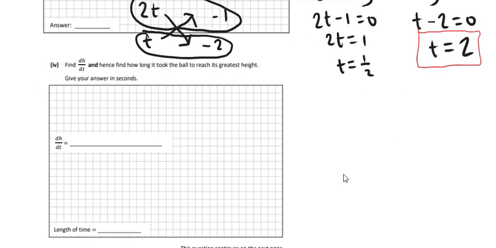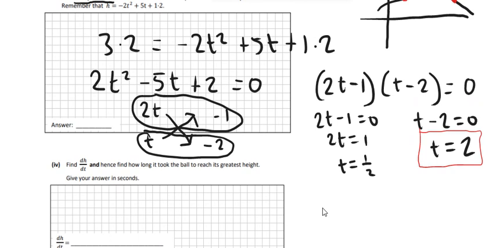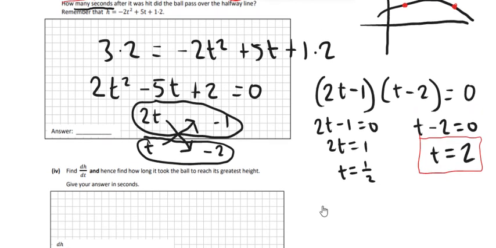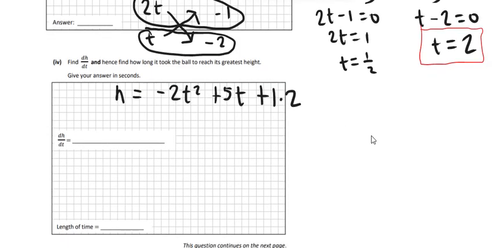Right. So find dH/dt is the next bit. So let's just write out the equation again. So h is minus 2t squared plus 5t plus 1.2. And hence find how long it took the ball to reach its greatest height. So first thing we do anyway, we just find dH/dt. So that should be simple enough. We just have to differentiate it.